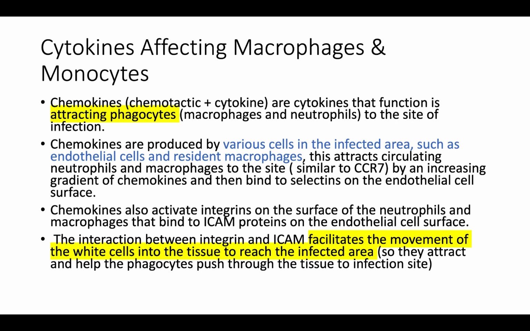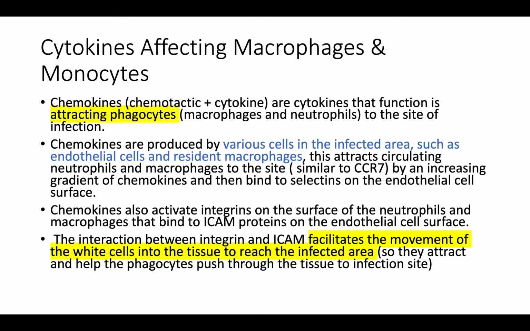So cytokines that affect macrophages and monocytes. Chemokines are chemotactic cytokines that function attracting phagocytes. They are produced by various cells, such as endothelial cells. And why endothelial cells? Because these are the ones that are going to capture the macrophages to send them into the area of inflammation. You know this from pathology lectures. So this attracts circulating neutrophils and macrophages to the site.